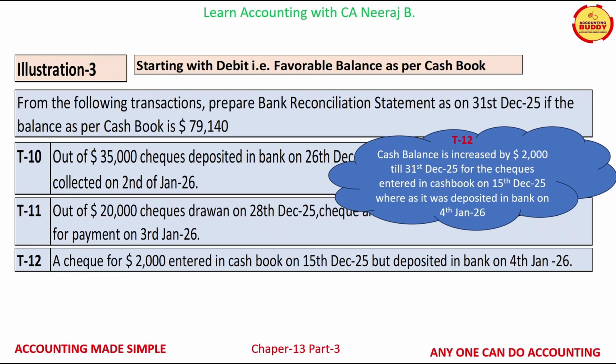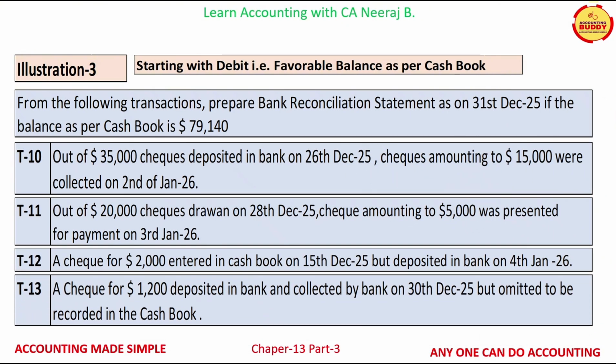Cash book balance is increased by $2,000 till 31st December 25 for the checks entered in the cash book on 15th of December 25, whereas it was deposited in the bank on 4th of January 26. Therefore, as on 31st December 25, the bank balance is less by $2,000, whereas the cash book balance is increased by $2,000.